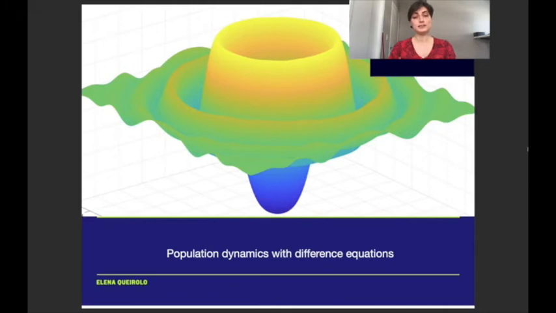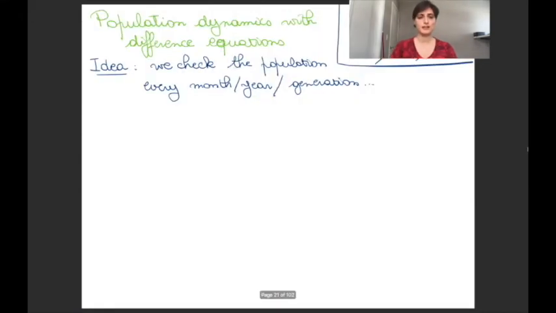Let's use difference equations to model population dynamics. The idea is that in this case, we're checking on the population every so often: a month, a year, a generation. Either way, we're not keeping track of every single second in which the population is changing. We're only looking at it at a distance, with a time discontinuity at each step.